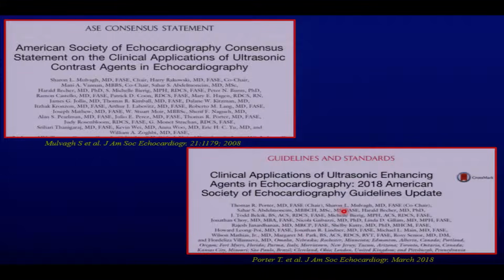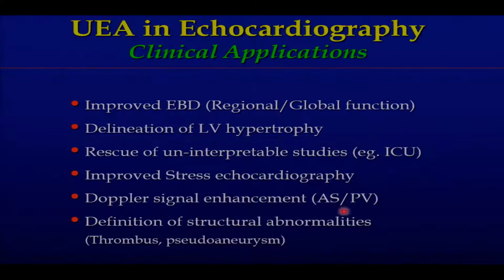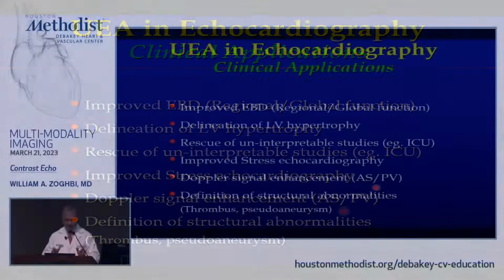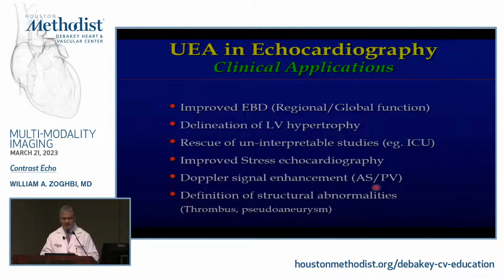And I think it's very important for your reference to take a look at that and see what are the various applications of ultrasound enhancing agents. This is, in a summary, what the applications are: improved endocardial border definition, regional global function, delineation of LV hypertrophy. Remember, we teach that LV hypertrophy, particularly from the apex, apical window, you have a lot of dropout and you may not see it as well.